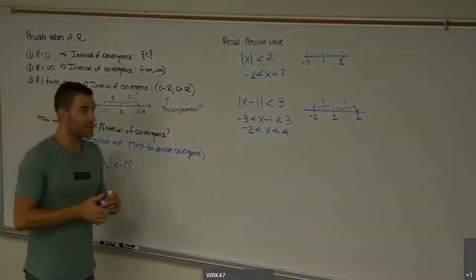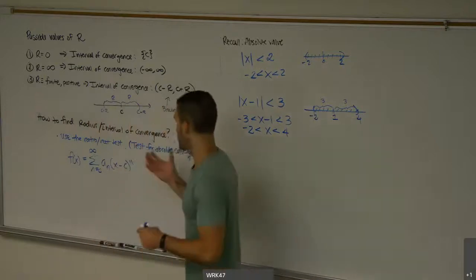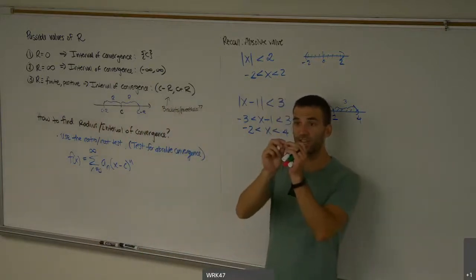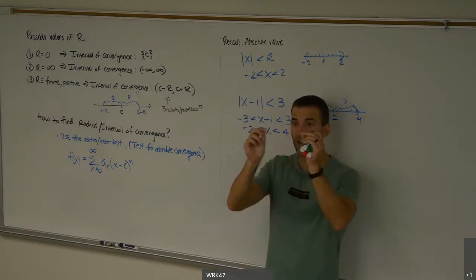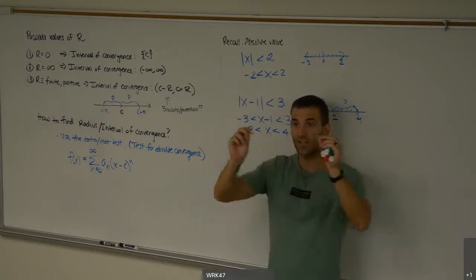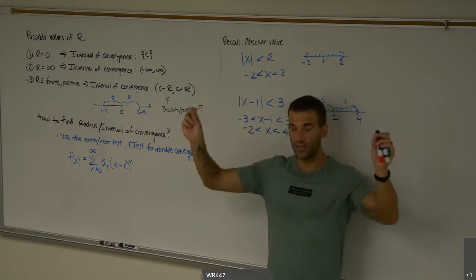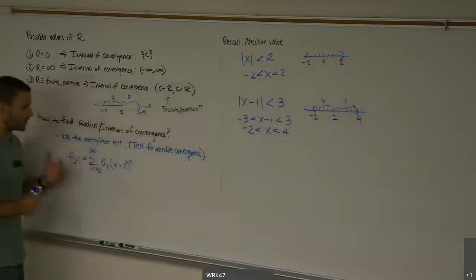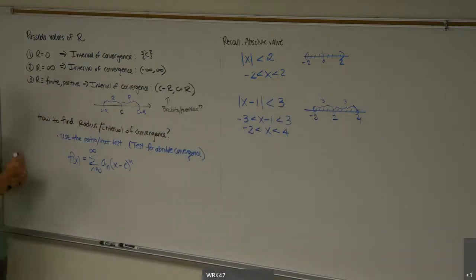So we care about this because not only is it a good test to use just because of the construction of a power series, how it looks, it's also a good test to use because it will tell me how far can I move away from C in either direction. It'll give me a two-sided inequality. It'll give me both ends of this interval away from C. And so for that reason, when we test to find the radius and interval of convergence, we will limit ourselves to using the ratio and the root test.